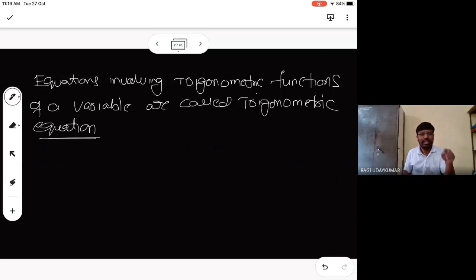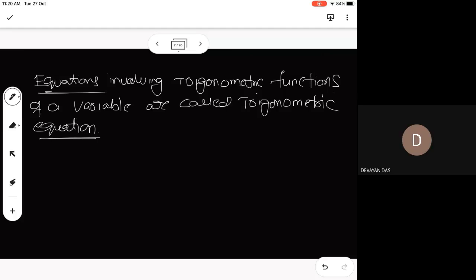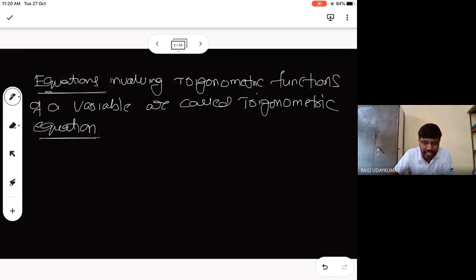First, equations. That's why I told you that you need to know what is meant by an equation. Okay? Understood? So now here, the value of the variable which satisfies the equation is called a solution of the equation.